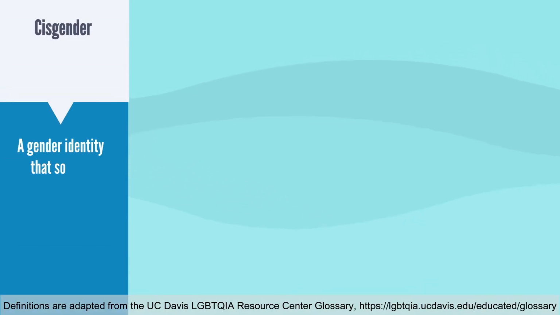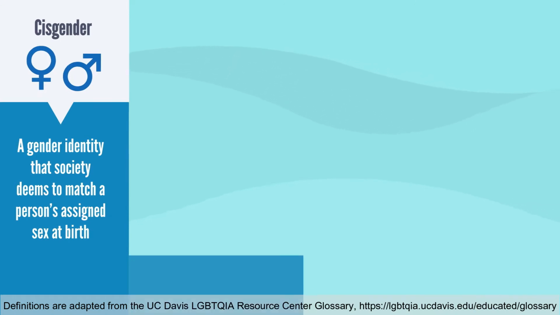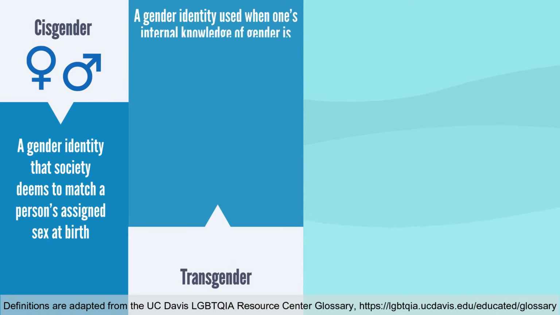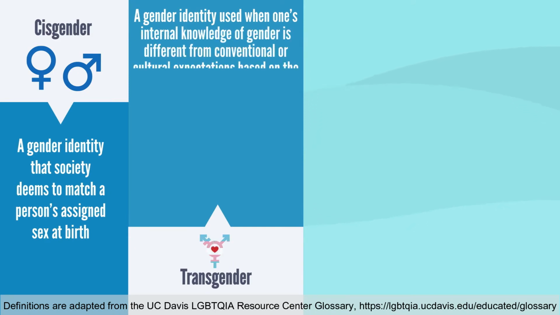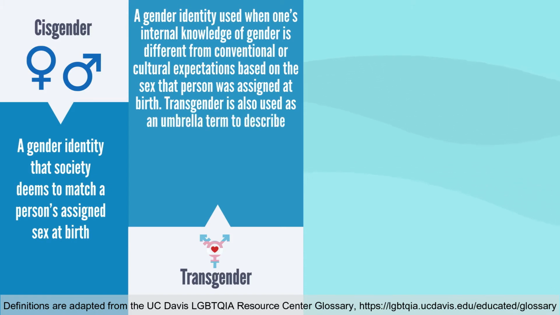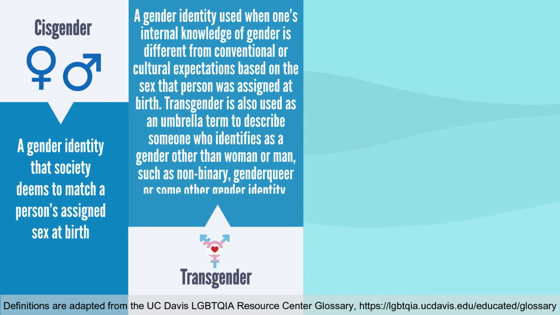Cisgender, a gender identity that society deems to match a person's assigned sex at birth. Transgender, a gender identity used when one's internal knowledge of gender is different from conventional or cultural expectations based on the sex that person was assigned at birth. Transgender is also used as an umbrella term to describe someone who identifies as a gender other than woman or man, such as non-binary, genderqueer, or some other gender identity.